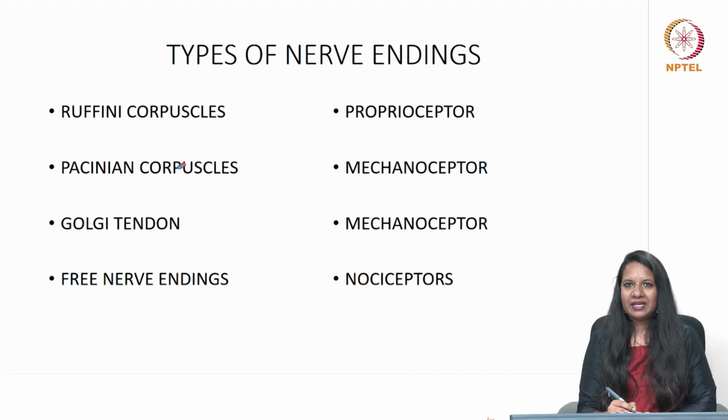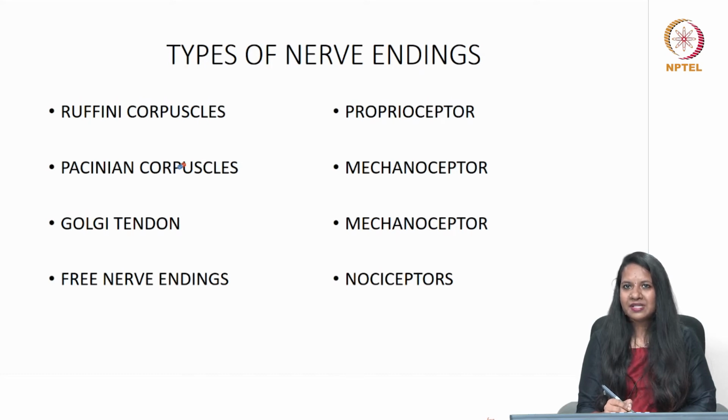Types of nerve endings. TMJ has 4 types of nerve endings, namely Ruffini corpuscle, Pacinian corpuscle, Golgi tendon and free nerve ending. Ruffini corpuscle responds to sustained pressure and it is a slow adapting receptor, whereas the Pacinian corpuscle is a fast adapting receptor which can even sense a minimal pressure change.